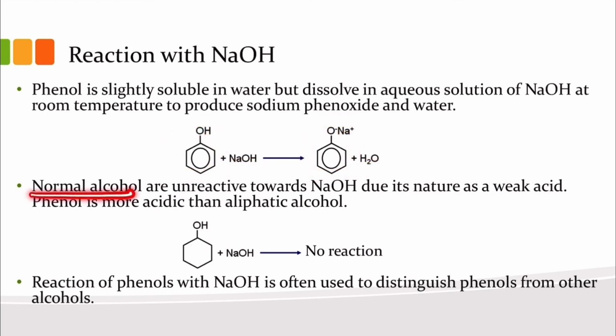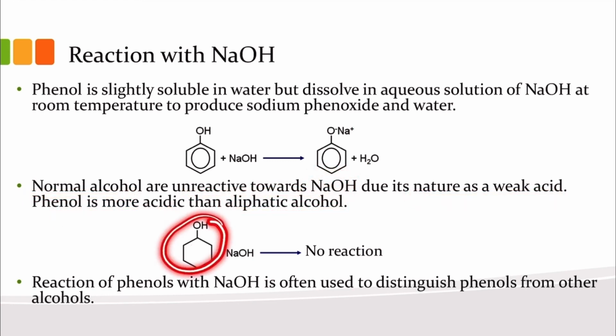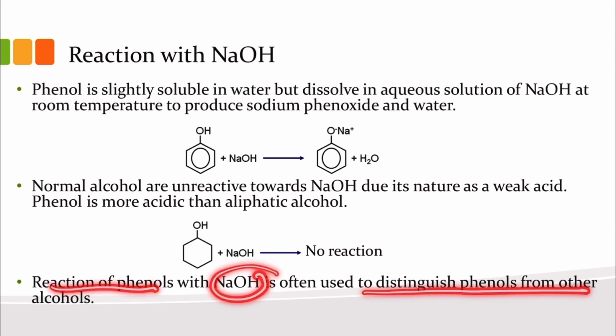Next, normal alcohols are unreactive towards NaOH due to their nature as weak acids. This is because phenol is more acidic than aliphatic alcohol. So when we write the reaction equation between cyclohexanol and NaOH, there will be no reaction. Therefore, the reaction of phenols with sodium hydroxide is often used to distinguish phenols from other alcohols.